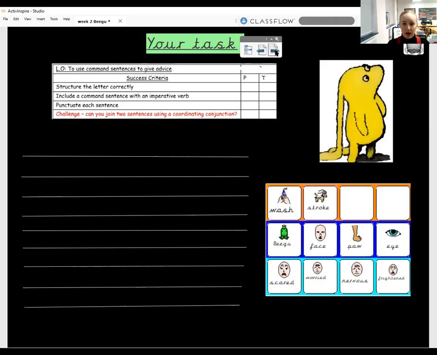But if not, I want you to have a go at writing your own letter using all those fabulous commands that we did before the holidays. Good luck with this task. I know you'll be brilliant. Don't forget to send me this in so I can see what you are telling Bigu to do to put a big smile on her face.